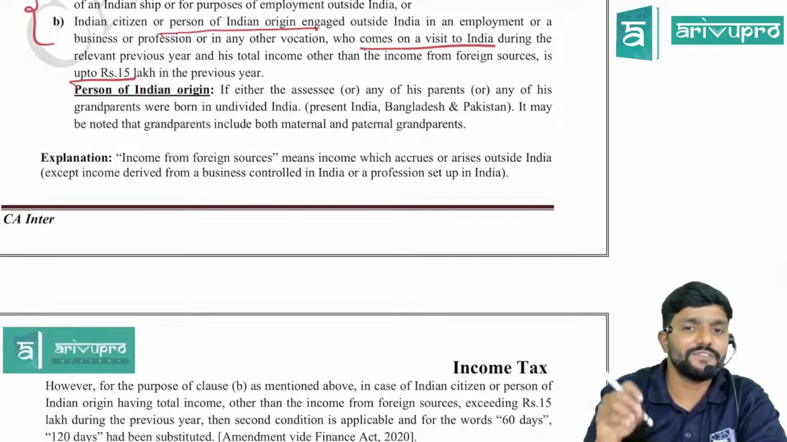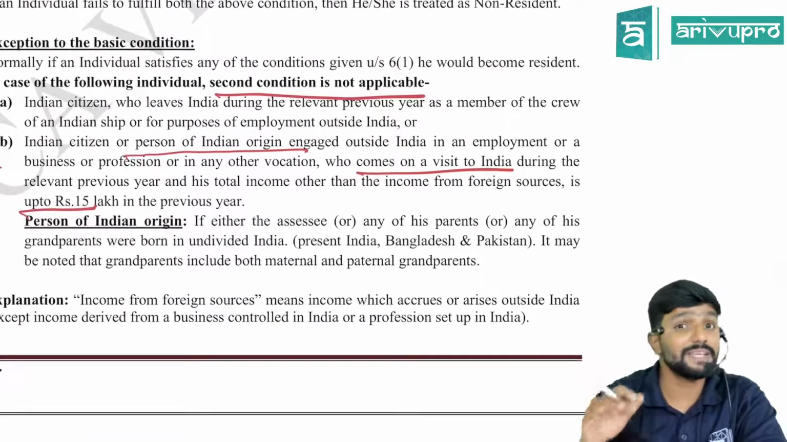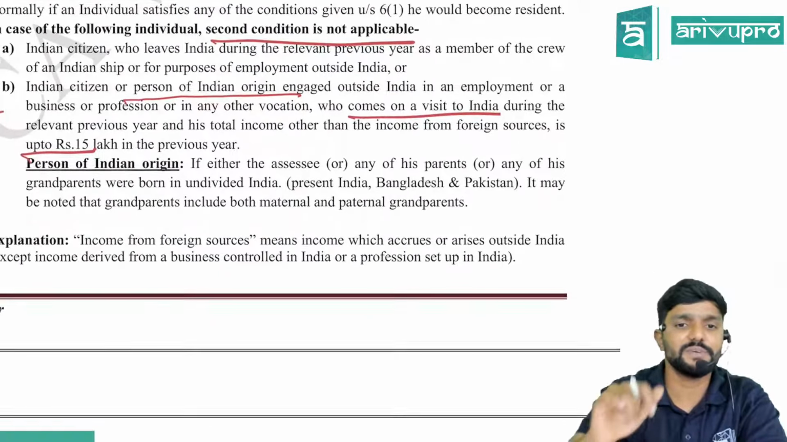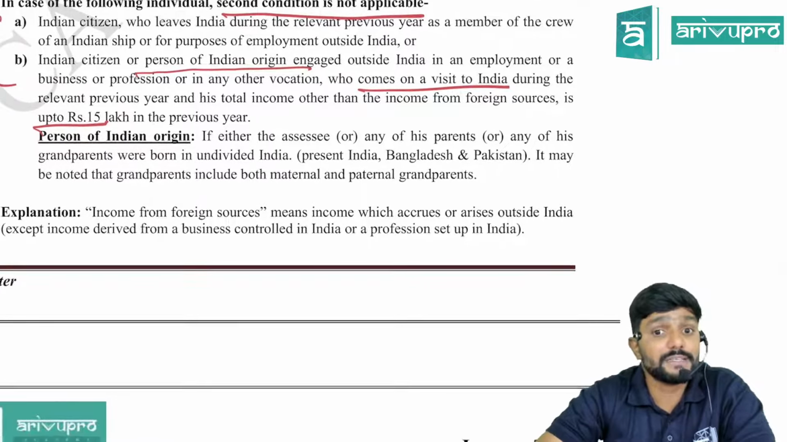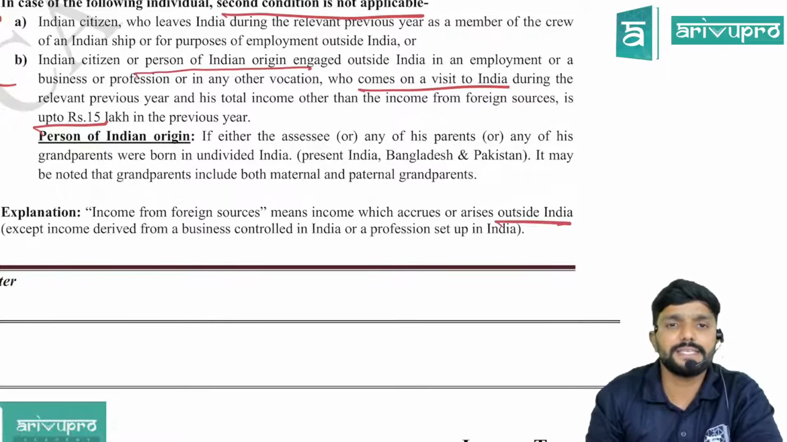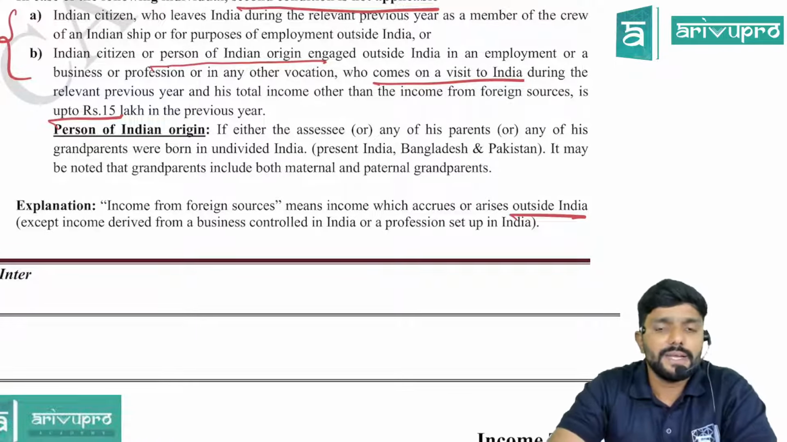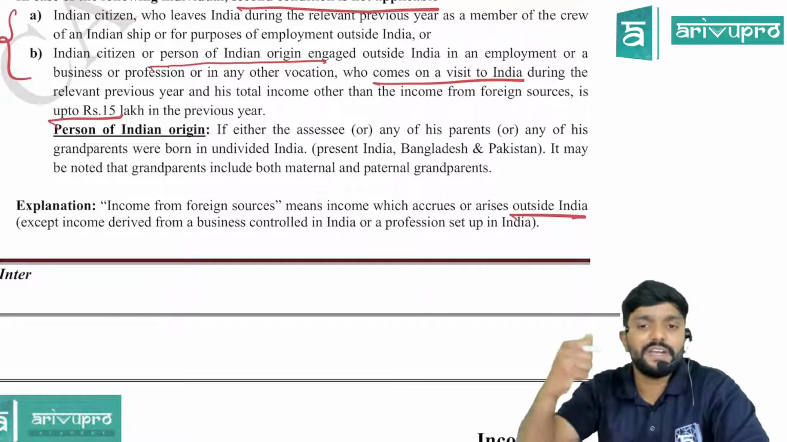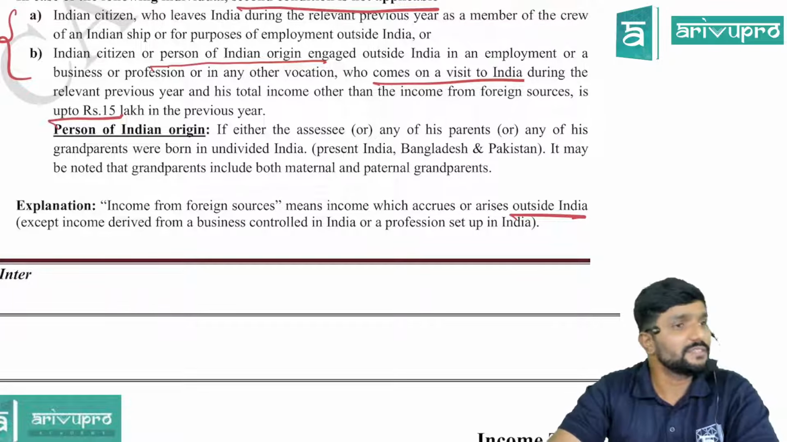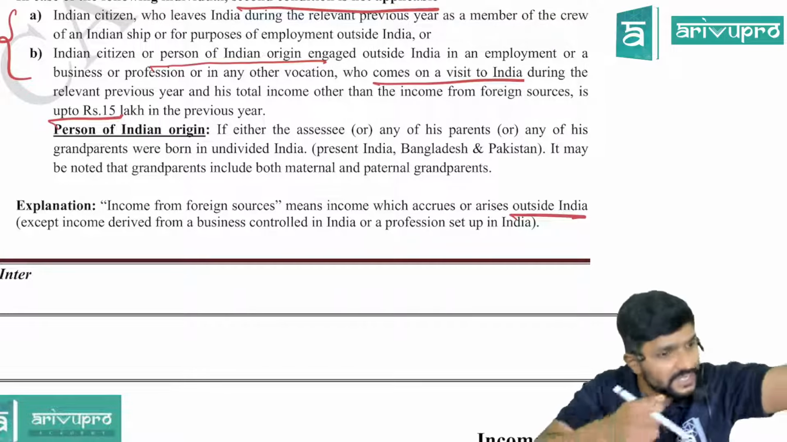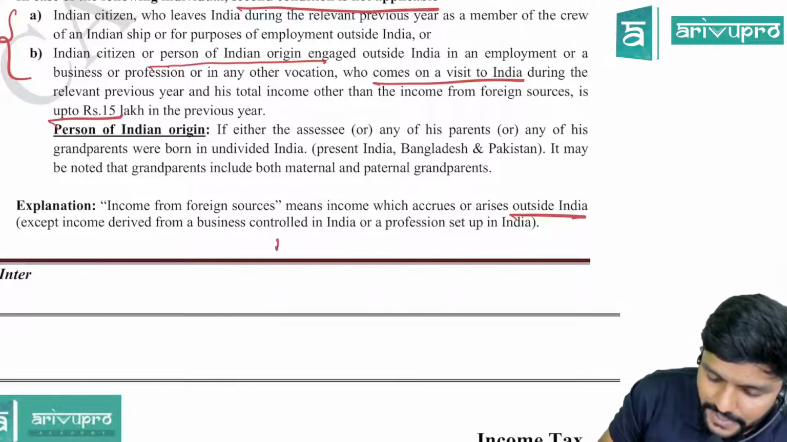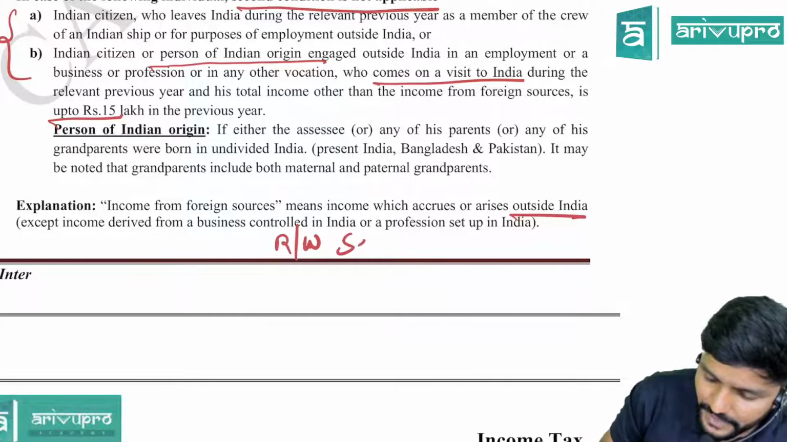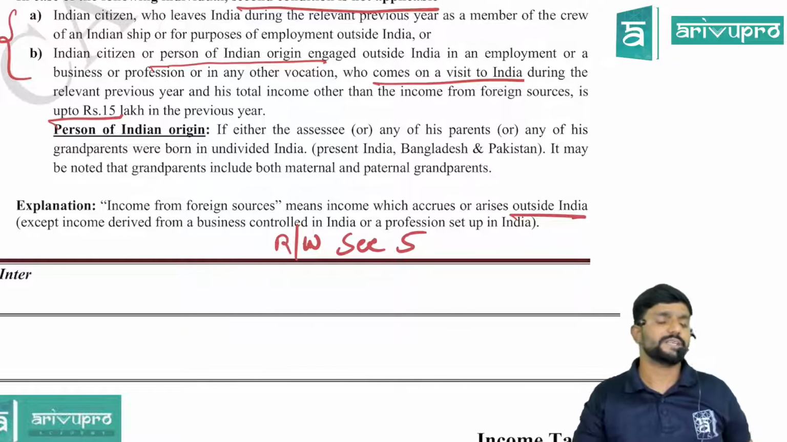Explanation: income from foreign sources. They have told total income other than from foreign source, so that explanation they have also given. Income from foreign sources means income which accrues or arises outside India. It does not include income derived from a business which is controlled from India or a profession set up in India. Means the business is earning income from outside India, but it is controlled from India, still it is an Indian income. Just write it here, read with section 5. I will explain this again when I go to section 5.